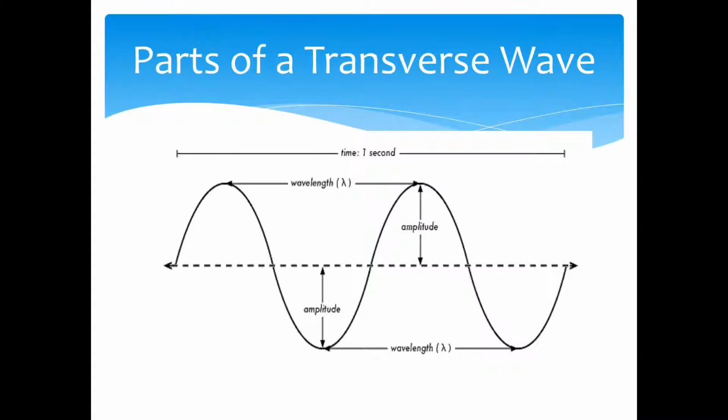Looking at this picture, this kind of shows the things that we were talking about. Amplitude from the rest point to either the top of the crest or the bottom of the trough. And wavelength is either from crest to crest or trough to trough.